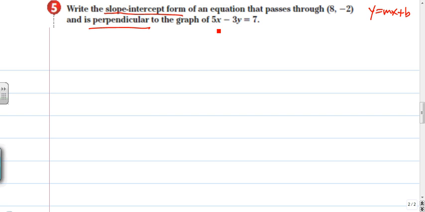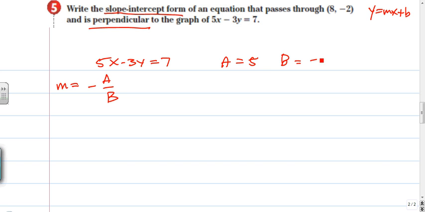So again, you need to find the slope first. So you have 5x minus 3y equals 7. In order to find the slope, there are two ways to do this. In standard form, you can find the slope. What is the slope of this in standard form? How do you find the slope of that line if it is in standard form? Justin? Negative a over b, where your a is equal to 5 and your b is equal to negative 3. So the slope of this line is negative 5 over negative 3, or the slope is 5/3.